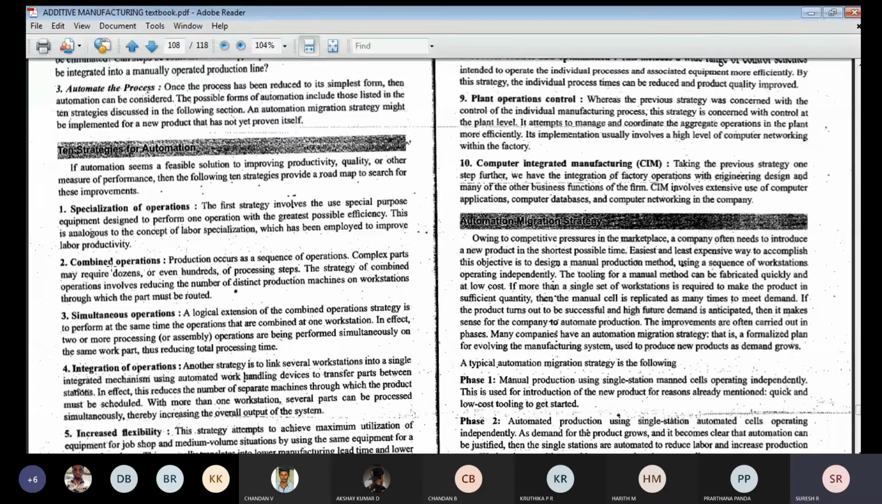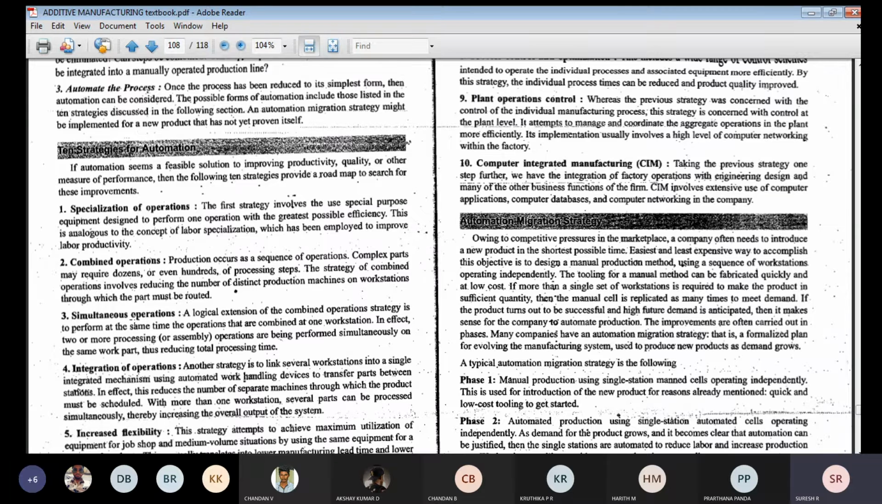The second one is combined operations. Combined operations means that instead of doing one single work, you combine another operation in this particular machine, so it will be good to unload the next parts. So combining the different operations in one single machine is also possible. This is the second important strategy in the automation.